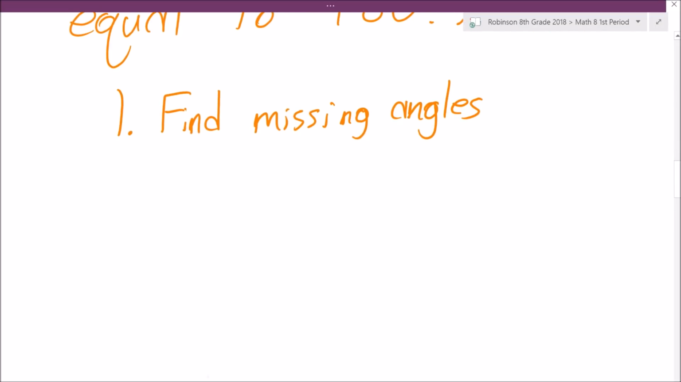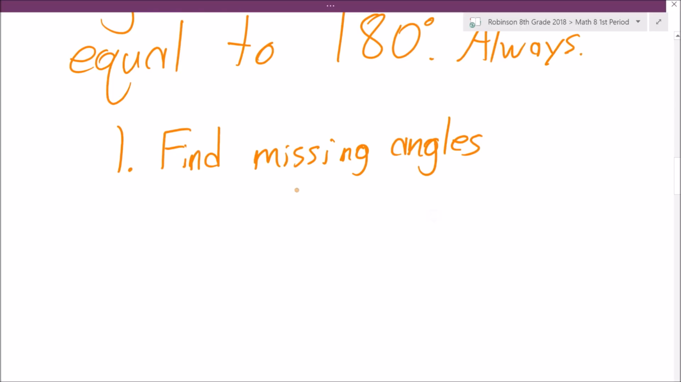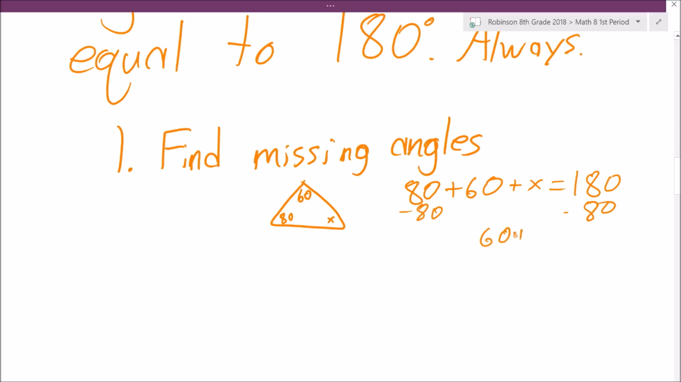So for example, if I have a triangle and I know that this angle is 80 and I know that this angle is 60 and I don't know that angle, so it's a variable, then I can do 80 plus 60 plus my variable, my unknown angle, equals 180. Subtract 80. Subtract 60. And I know that my unknown angle is 40 degrees.